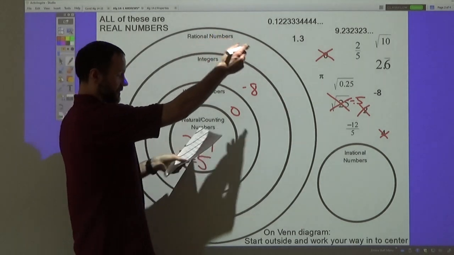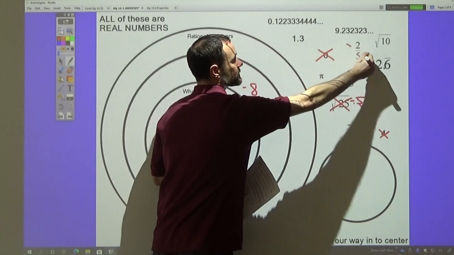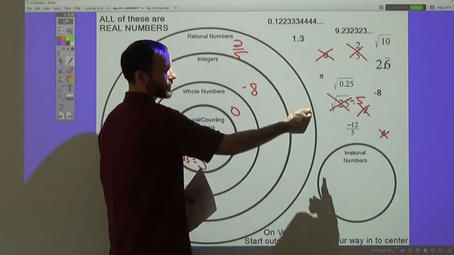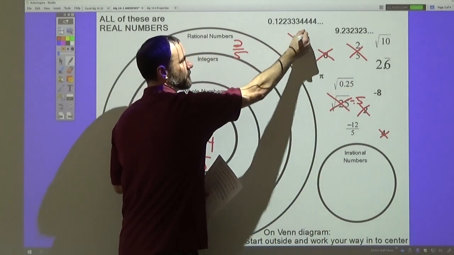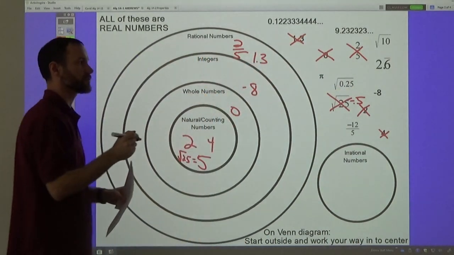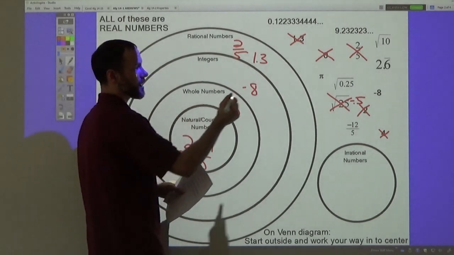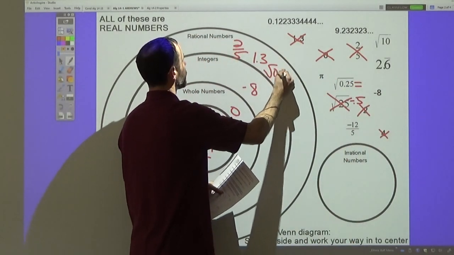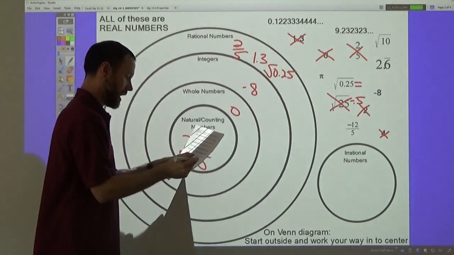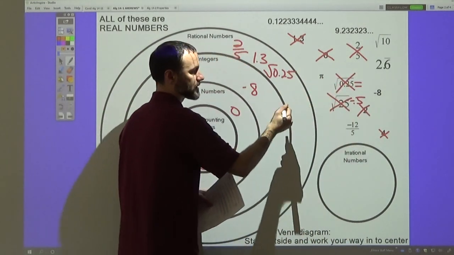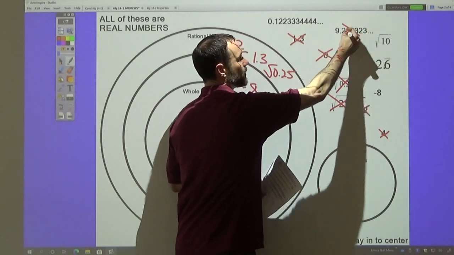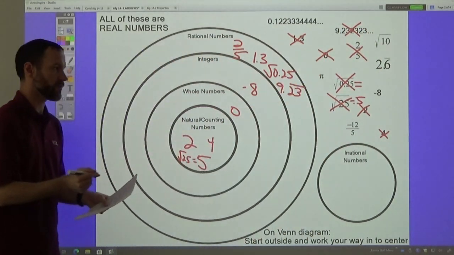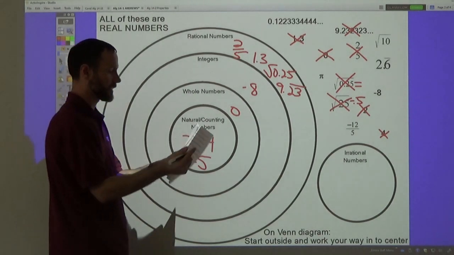Rational numbers. They're your fractions, so like 2/5. 2/5 is a rational number. They are your terminating decimals, like 1.3. 1.3 is a rational number. The square root of 0.25 is a rational number. 9.23 repeating, this is 9.232323, or 9.23 repeating. That is a rational number because it's a repeating decimal.